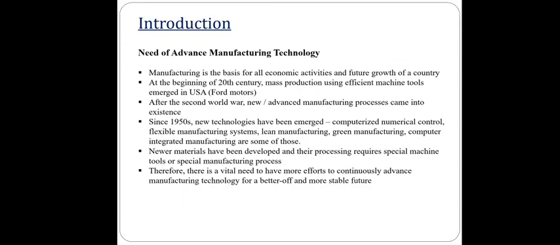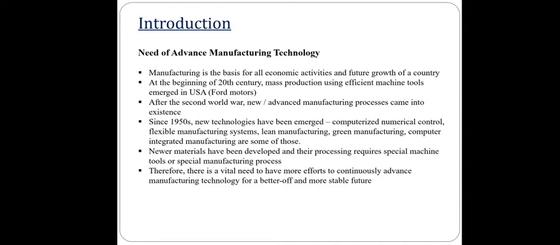So why do we need advanced manufacturing processes, why do we study this subject? The answer is that manufacturing is the basis for all economic activity and future growth of a country. At the beginning of the 20th century, mass production using efficient machine tools emerged in the USA. After the Second World War, new advanced manufacturing processes came into existence, right? Since 1950, new technologies have emerged: computerized numerical control, flexible manufacturing systems, lean manufacturing, green manufacturing, computer integrated manufacturing are some of these. Newer materials have been developed and their processing requires special machine tools or special manufacturing processes.